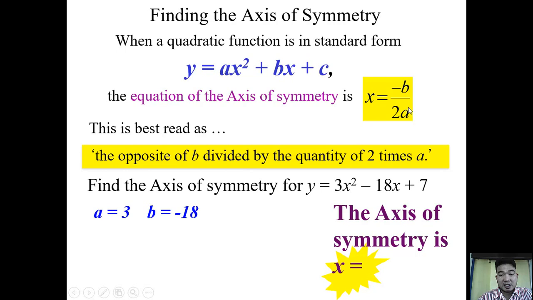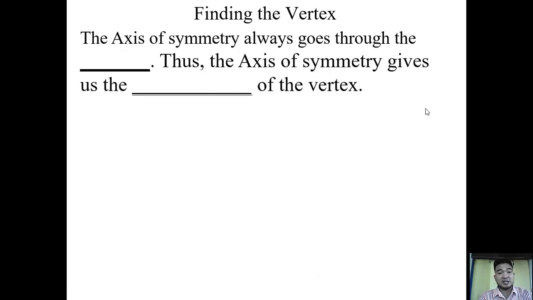So that's 2 times 3 is 6. So you will have 18 over 6, which is equal to 3. So the axis of symmetry is 3. Find the vertex. So that is the first step in graphing the quadratic function: find the axis of symmetry.